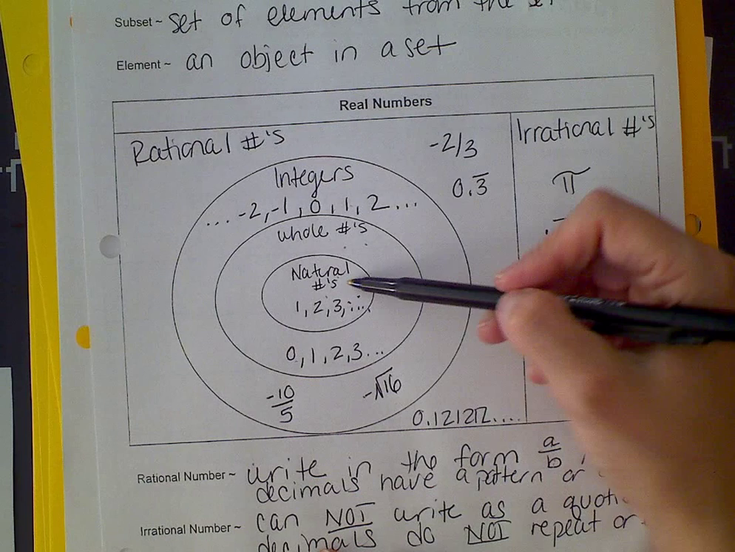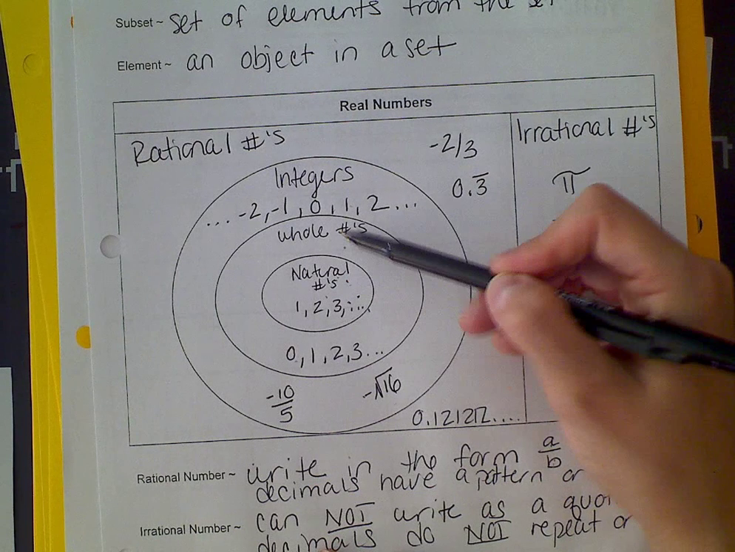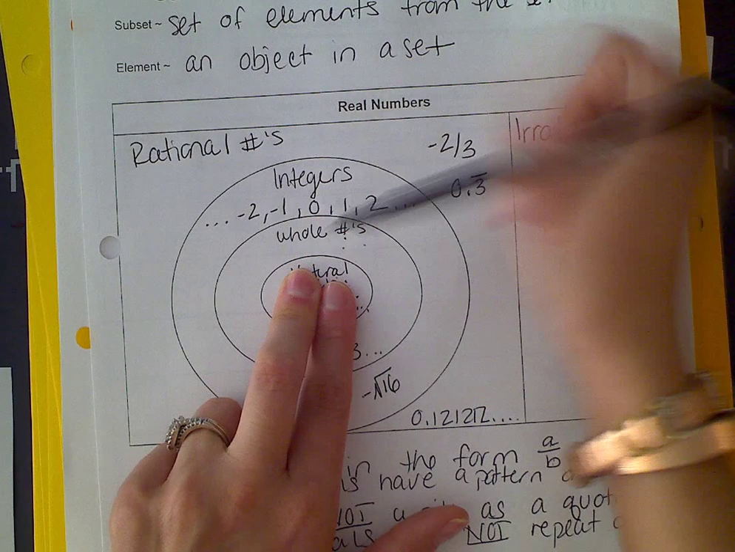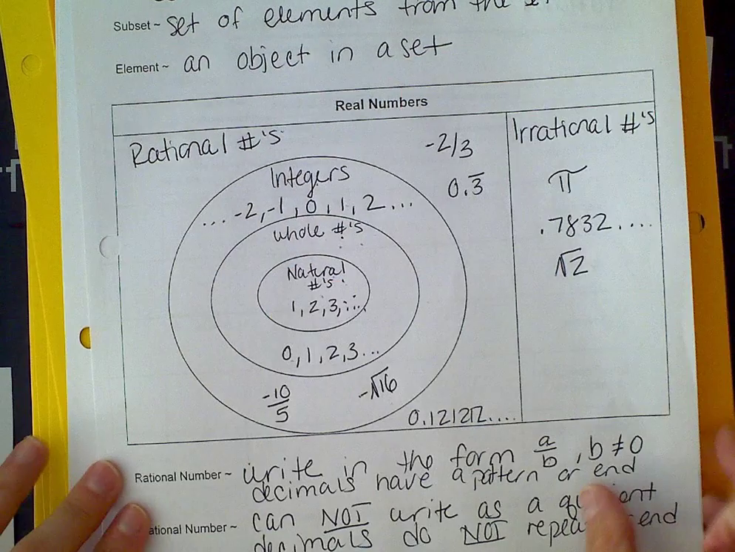Okay, let's look at 0. Is 0 in natural numbers? Is it in whole numbers? Yes, so now we write from whole numbers out. So we're going to write whole, integer, and rational because it's embedded in all those sets.